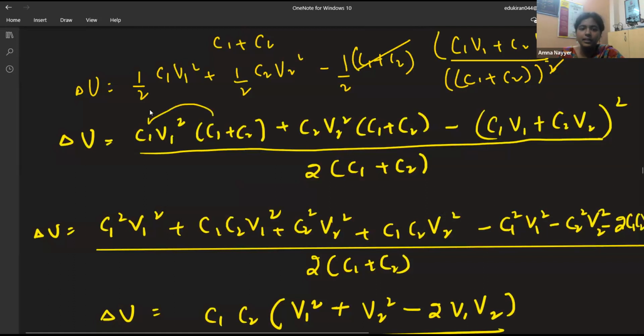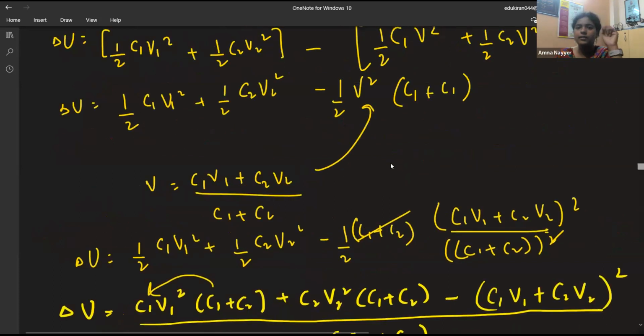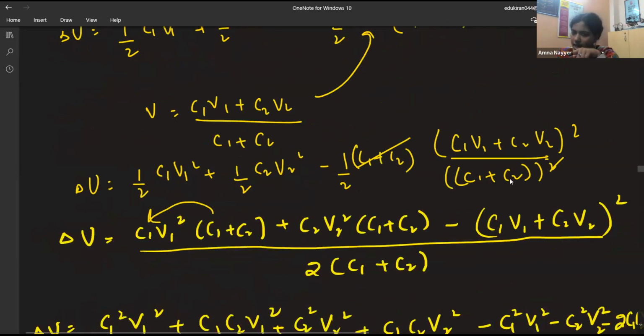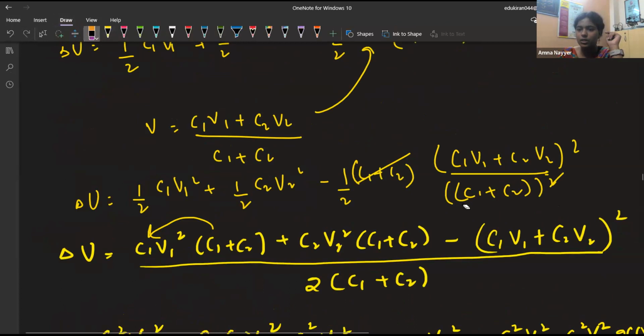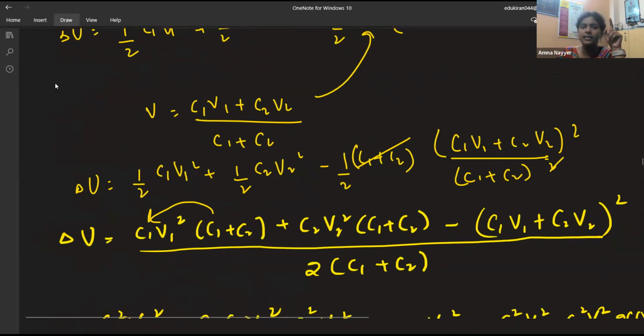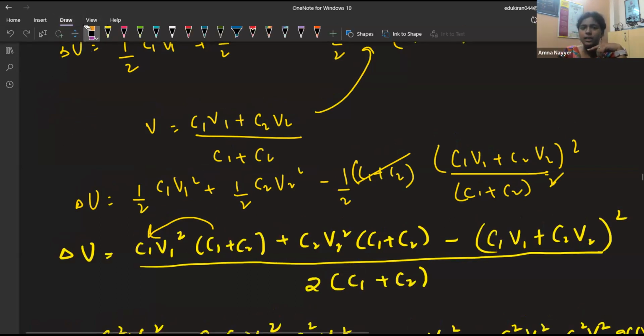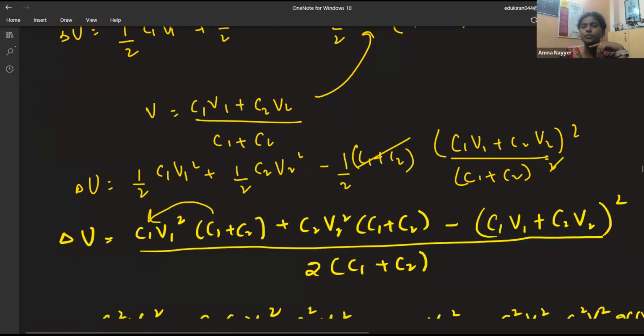I'm just multiplying. First, tell me, is it clear till this step? Because this is the main step. After this, you'll be able to simplify. I'm repeating it till here. Look, class. Initial energy plus final energy. I have taken common potential common and I have put in the value of common potential, which I had already obtained. So this is the final equation that I have. One C1 plus C2 is getting cancelled with the square of this C1 plus C2. If you have X here and X square in the denominator, X will cancel the square. Similarly, this C1 plus C2 is cancelling out this. Till here, I hope it's clear. First, tell me, till this step, it's clear to all of you?